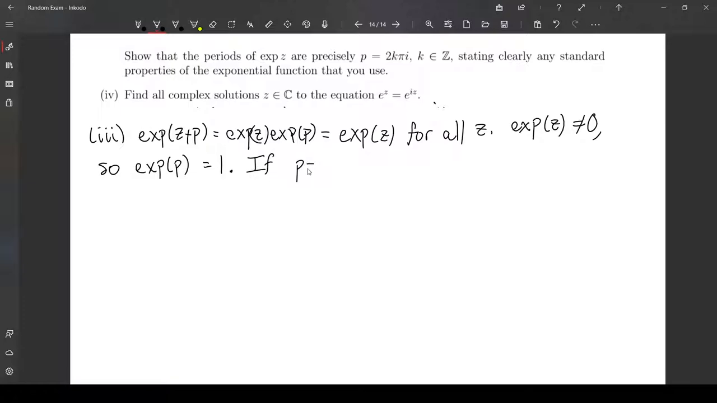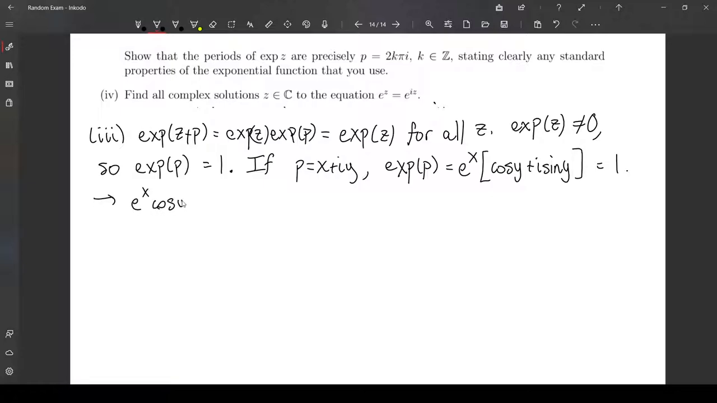If p is equal to x plus iy, then exp of p is going to be e to the x times cosine y plus i sine y, which is equal to 1. So this means we have two equations: e to the x cosine y equals 1, and e to the x sine y is equal to 0.